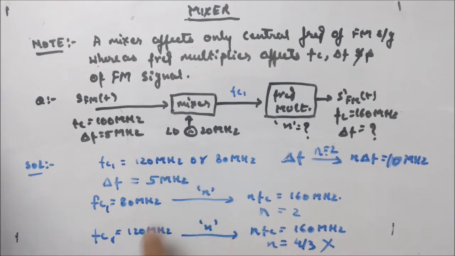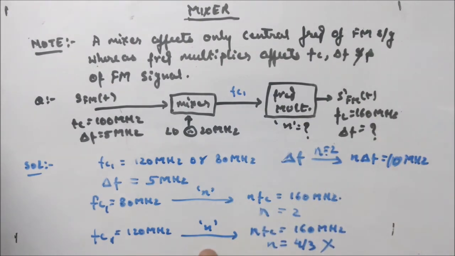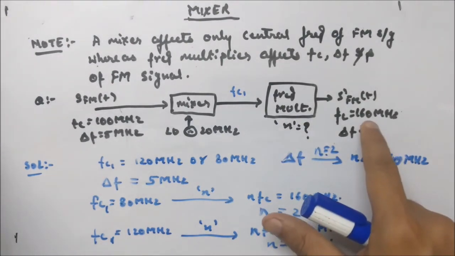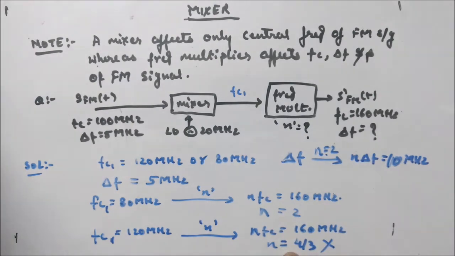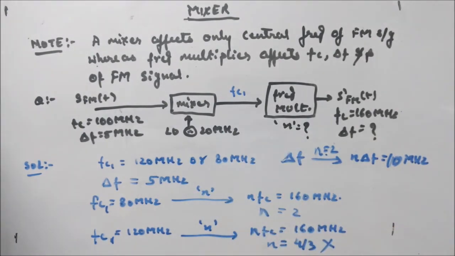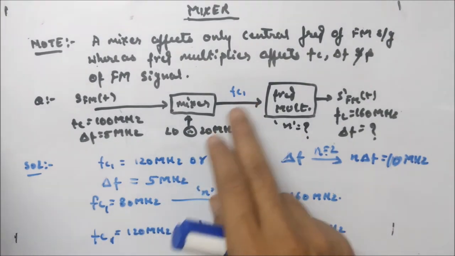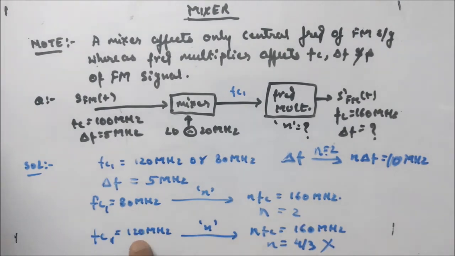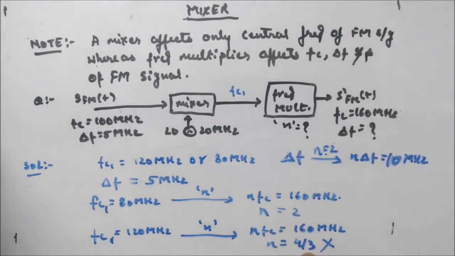If you have 120 MHz as fc1, at the output of this frequency multiplier you will have nfc, and if you equate it with 160 MHz, you will get n equal to 4 by 3, which is not possible because n can only take integer values, positive integer values. So that is why this case will be discarded, and we will take fc1 equal to 80 MHz, from where we will get n equal to 2, which is what we got from down conversion. This is called the down converted frequency and this is the up converted frequency. So we are considering down conversion because n is not an integer in this case.